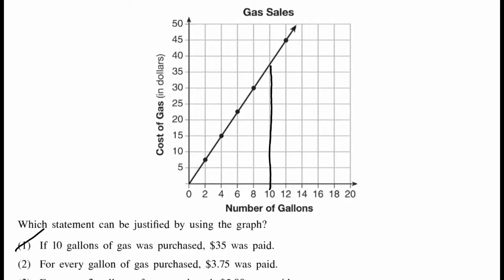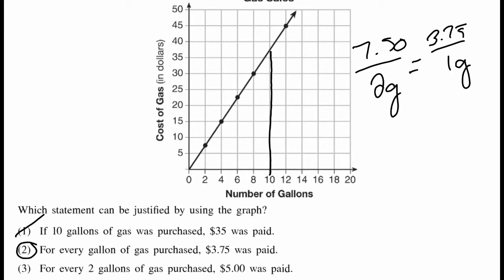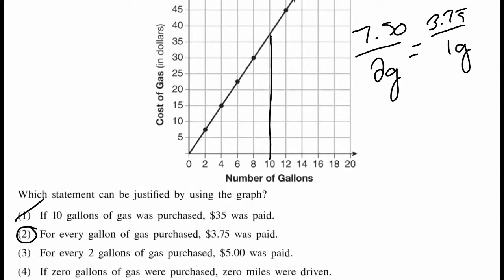So I bought 2 gallons. 2 gallons was $7.50, which is 3.75 over 1 gallon. So each gallon does cost $3.75. Let's see why the other ones are ridiculous. For every 2 gallons of gas, $5 was paid?